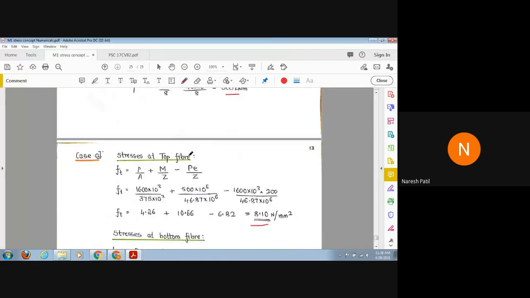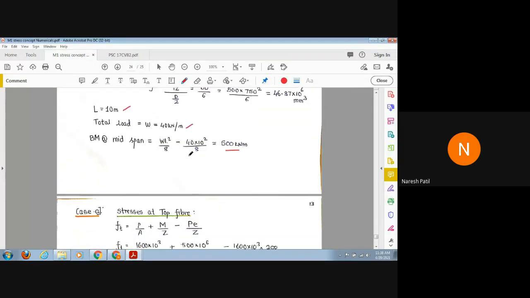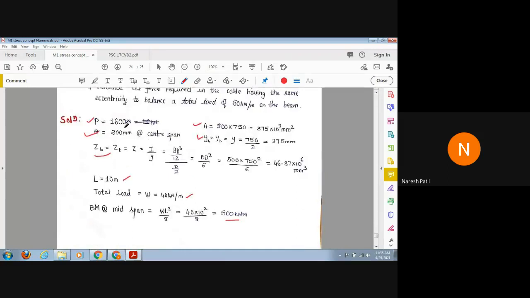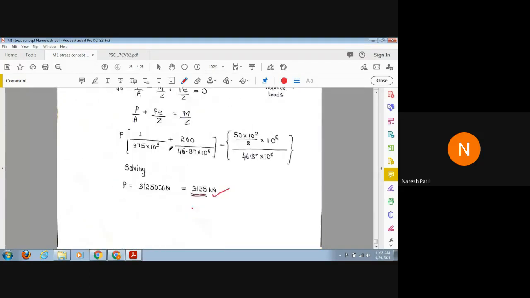When the load was 40, the pre-stressing force in the cable was 1600 kilonewton. But because of the addition of 10 kilonewton, that is total 50 kilonewton per meter, we required the pre-stressing force of 3125 kilonewton. Okay, clear? It was a very simple question.